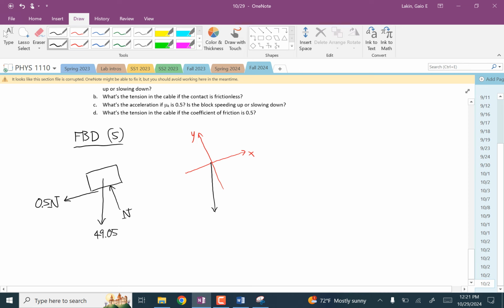So here's the weight force, which has a magnitude of 49.05, and we need to know the angle from the positive x-axis to that weight force vector. So what's that angle? The small angle here is 20. That green angle that we want is 270 minus 20, so 250. So this is 49.05 times the cosine of 250.